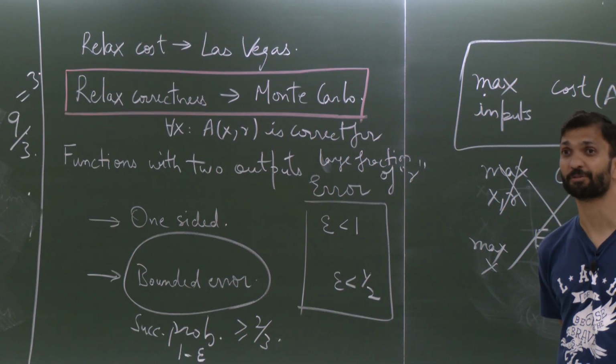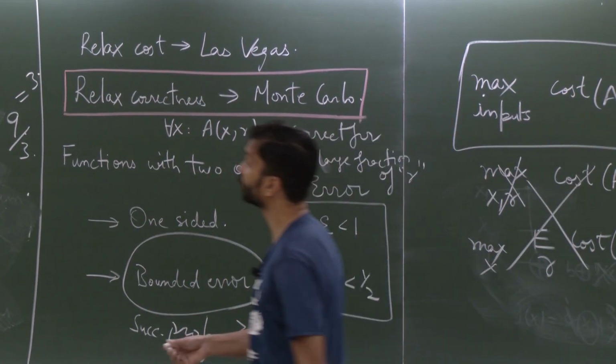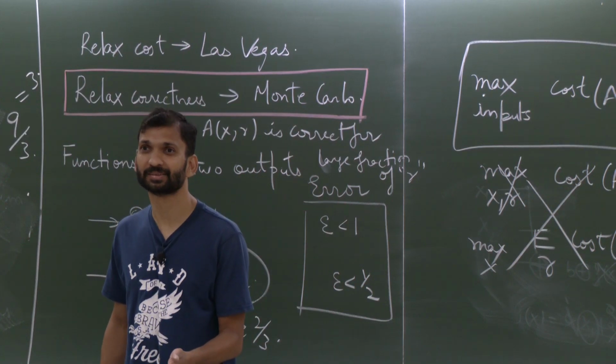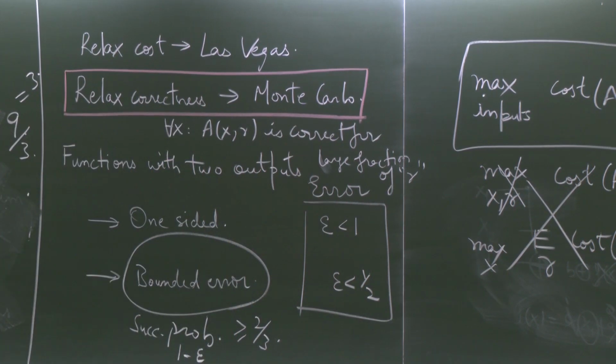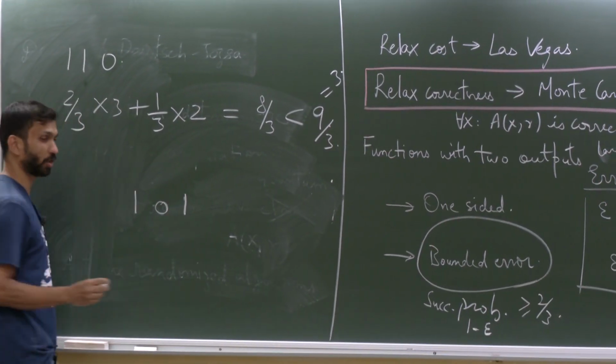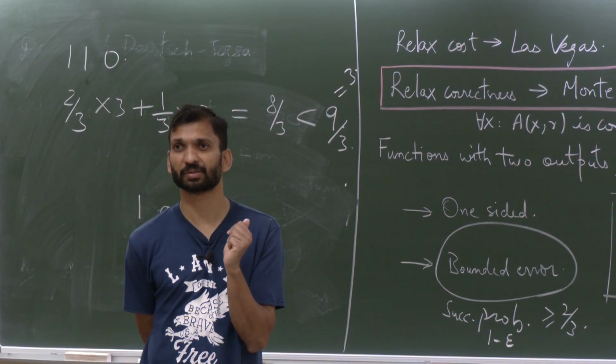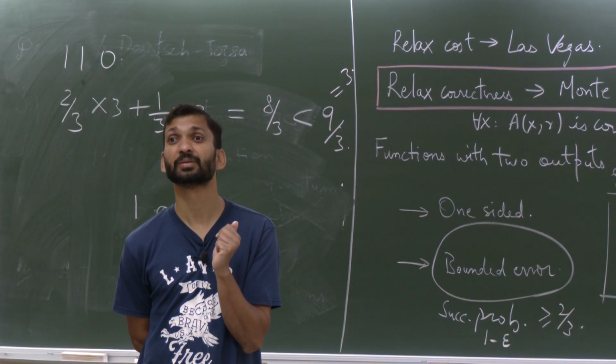So the error would be half, because with half probability... So the error would be 2 by 3, right? Because let's say, what is your input? You look at 2 bits. If both of them are equal, what do you answer? If both of them are equal, we say 1.